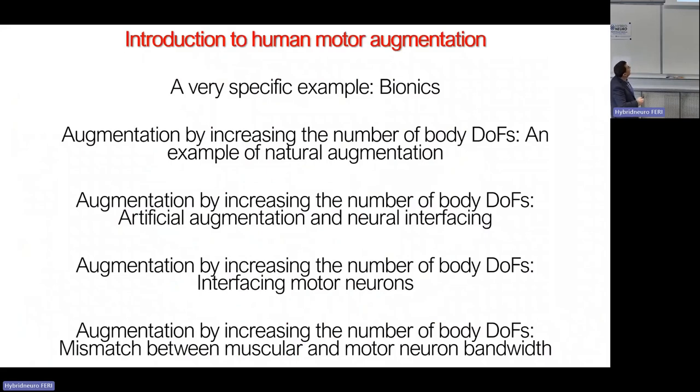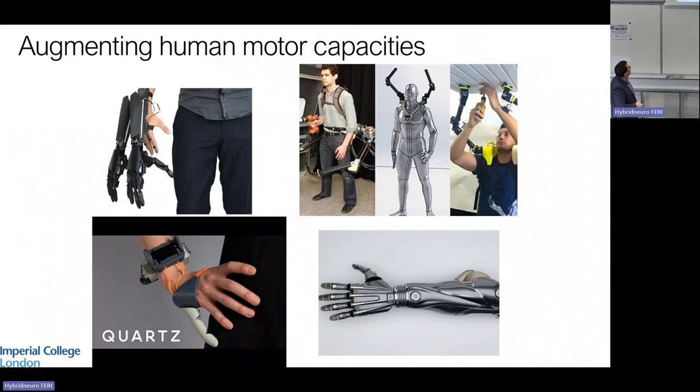So we start with a very brief introduction of what motor augmentation is. Here you can see some other systems similar to the one that you've seen in my first slide that can be considered as systems to augment motor capacities. Here you see, for example, a sixth finger that is a robotic finger attached to the hand. Here you can see two additional arms. And here you can see something similar to what you've seen in the first slide. So all these are robotic systems that you can attach to your body, and they can support the normal motor function.